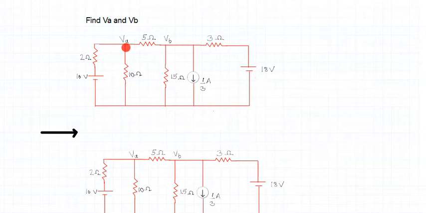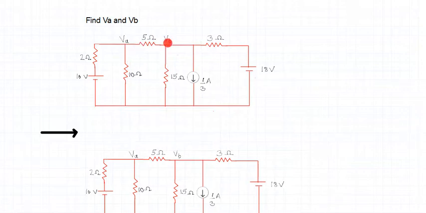The given problem has already mentioned two nodes, node A and node B. So these two nodes are already identified. Do I have any other nodes? Definitely not, because here comes the current source, and here the circuit terminates. So two nodes are sufficient to analyze the complete given circuit.